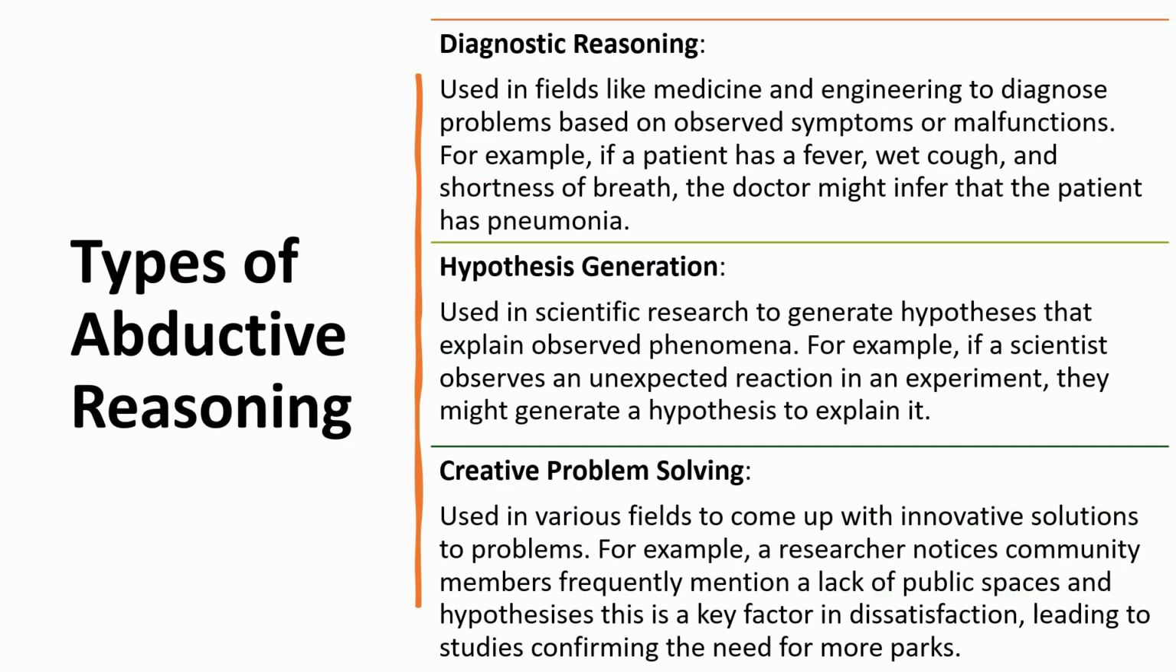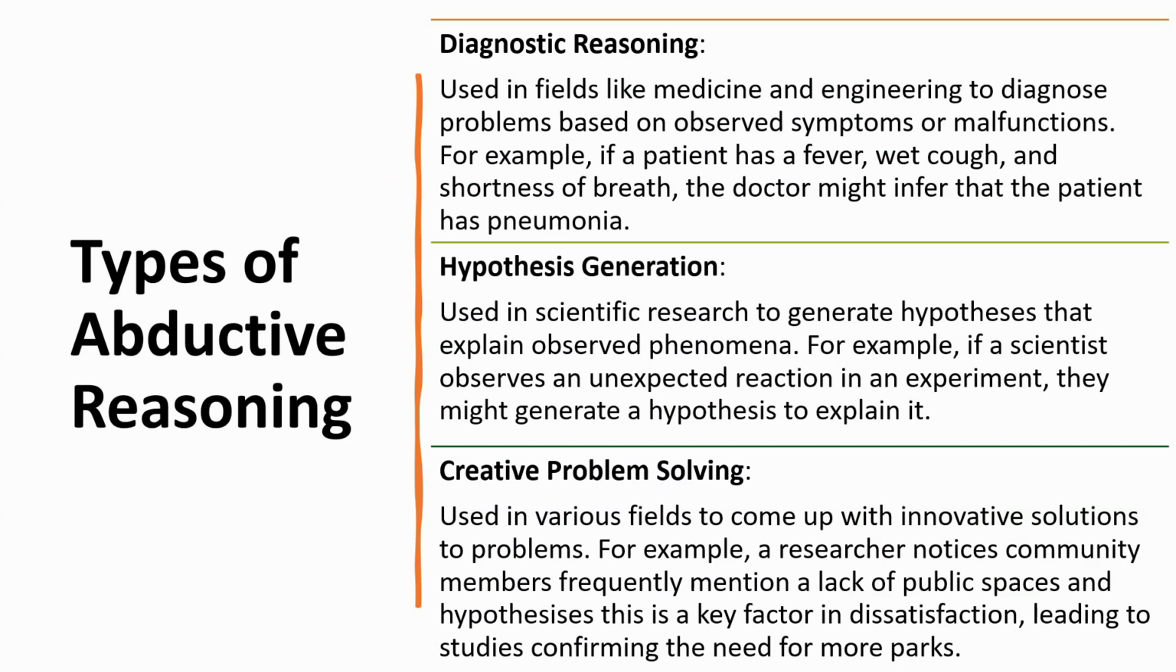There are different types of abductive reasoning. One of the most common references or examples that you'll see is diagnostic reasoning, which is used in fields like medicine and engineering to diagnose problems based on observed symptoms or malfunctions. For example, a patient might come in with a series of symptoms, and then the doctor might infer which condition that patient has. It's also used in hypothesis generation.